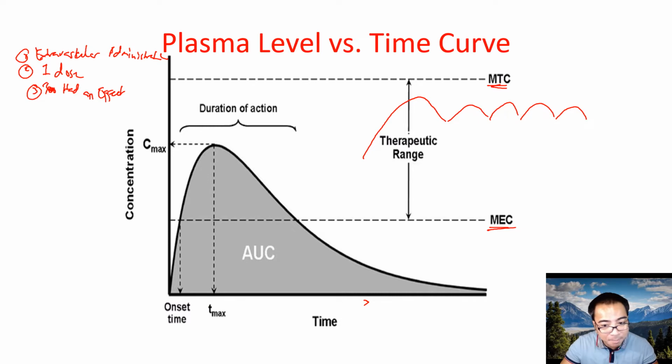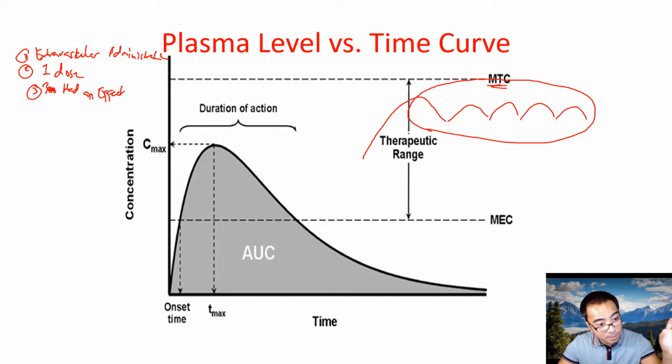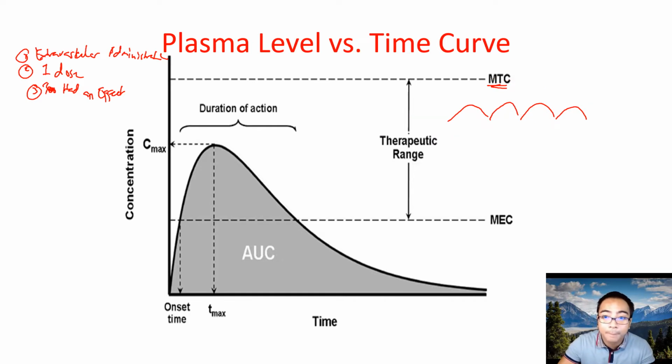Kasi dyan sa part na yan, class, hindi na nagbabago-bago yung gamot. So, dito tayo. Okay, yan yung tinitingnan natin, concentrations. Okay, we look at the concentrations there. Because again, at steady state, class, the amount of drug being absorbed is equal to the amount of drug being eliminated. And it's stable. The plasma concentration is stable there. Hindi na siya nag-fluctuate.